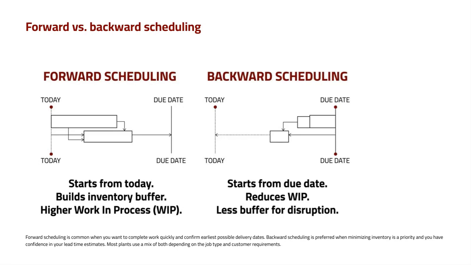Forward scheduling starts at the current time and moves forward to determine the earliest possible completion date, which is great when you want to finish quickly and confirm delivery dates early. Backward scheduling, on the other hand, works by starting from the due date and planning backward, which helps minimize inventory by ensuring tasks start just in time. Most plants actually use a combination of both approaches, depending on the specific job and customer needs. This balance helps optimize efficiency while meeting deadlines effectively.